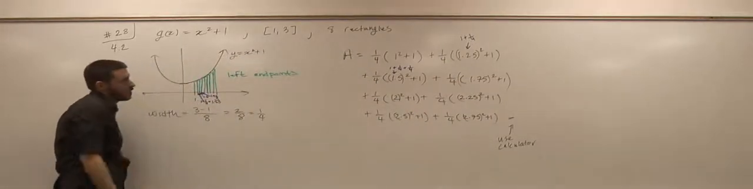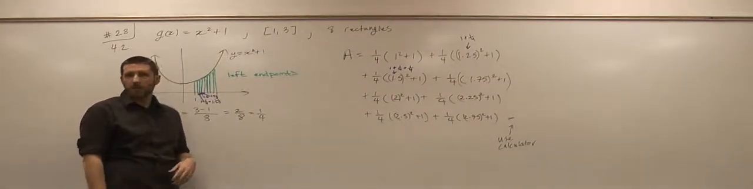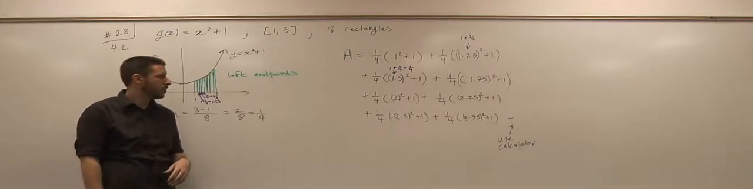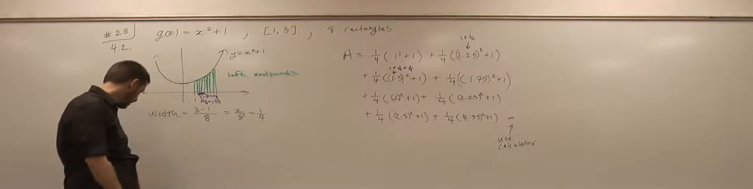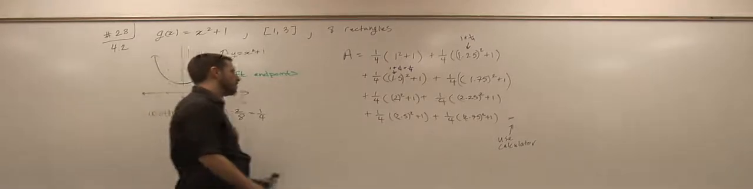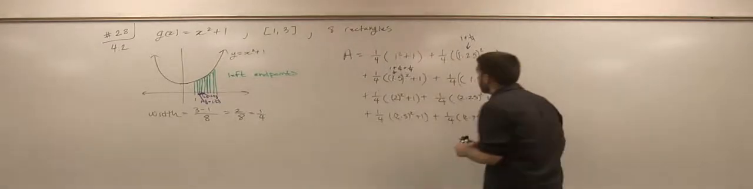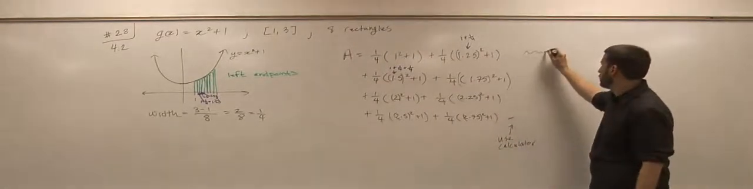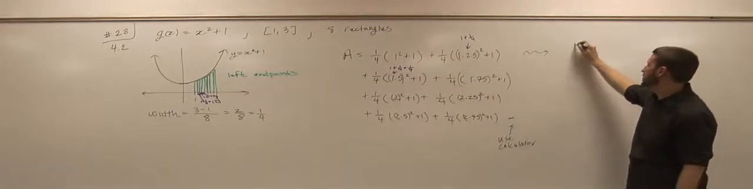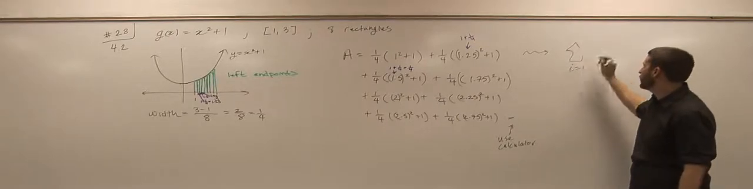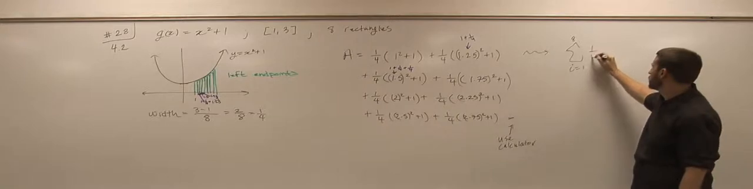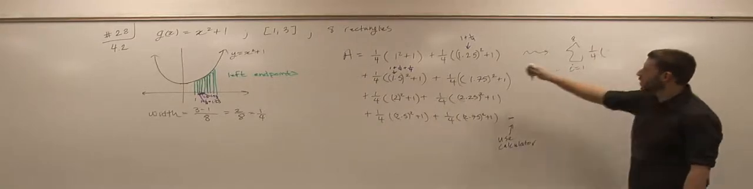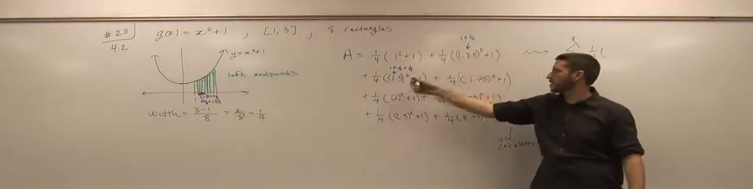Would it be easier to write this as sigma notation? Can you even do that? You could, if you wanted to. Would there be any benefit to doing so? I don't know. If you wanted to write this in sigma notation, you would have to take i from 1 to 8, and then you would put 1/4 times, and then what's the pattern here?